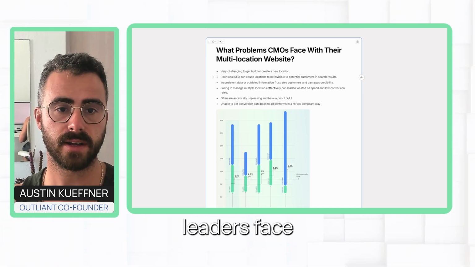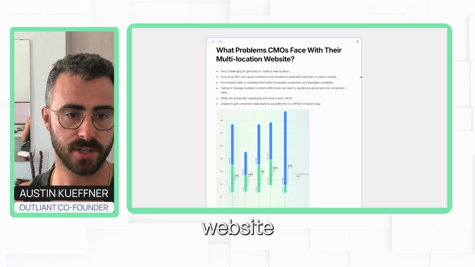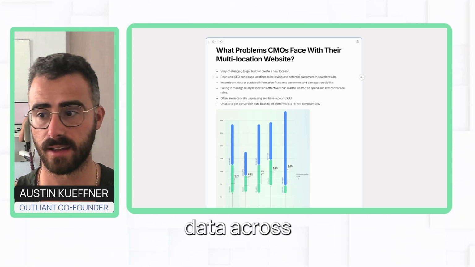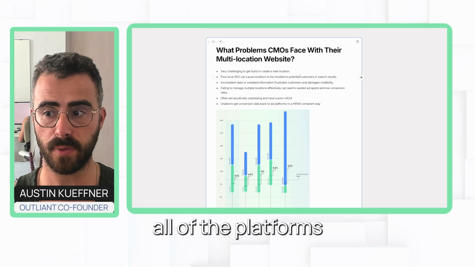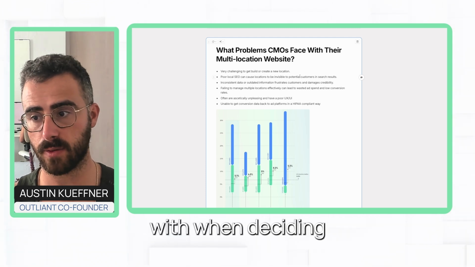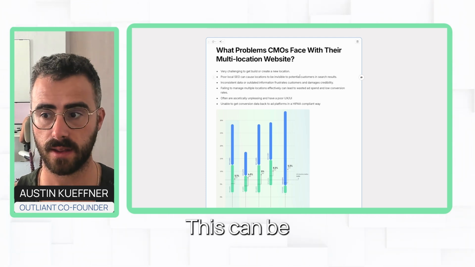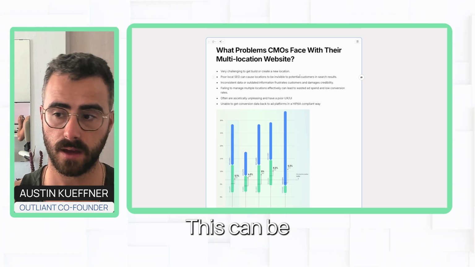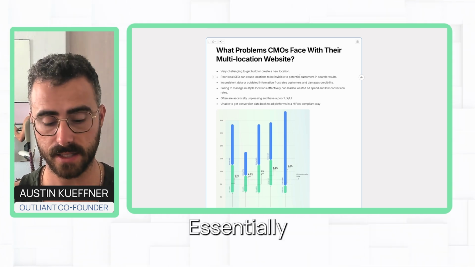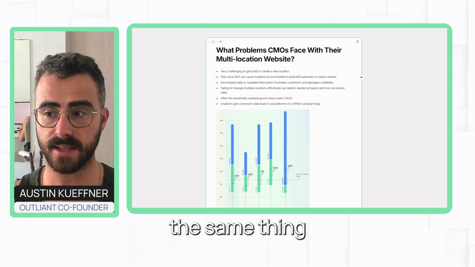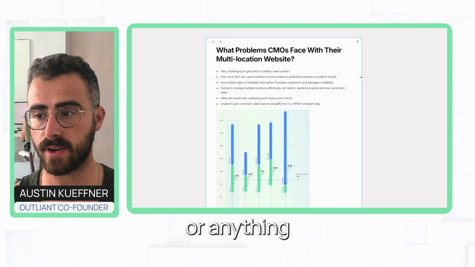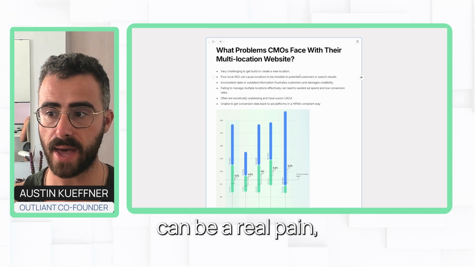Another thing that marketing leaders face with their multi-location website is that they often struggle to have consistent data across all of the platforms that a user interacts with when deciding to do business with you. This can be your Google My Business profile, your Yelp profile, your current website. Essentially getting all these platforms to say the same thing in terms of the hours that you're open or your address or anything like that can be a real pain.